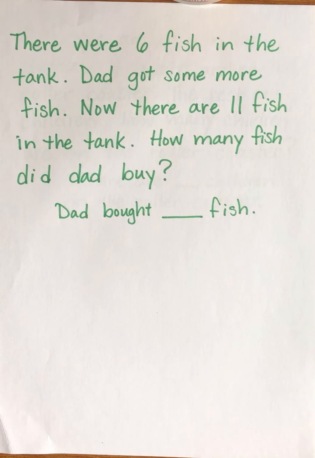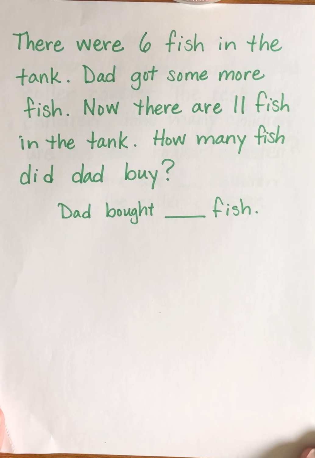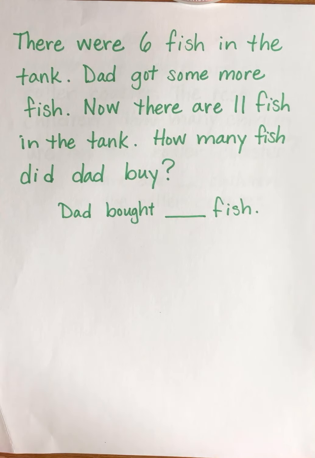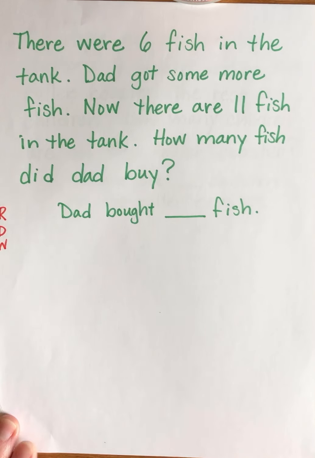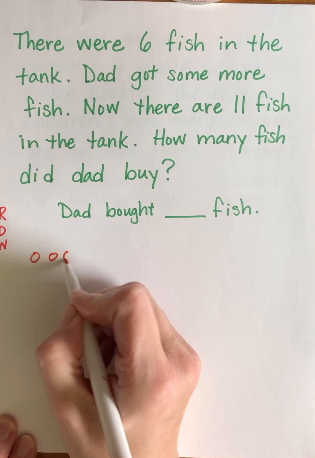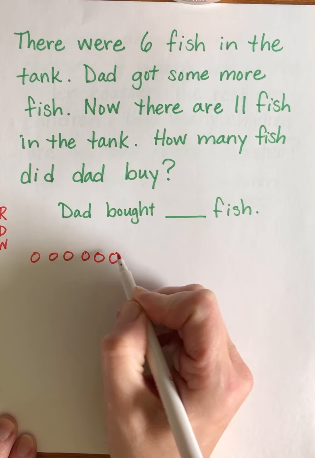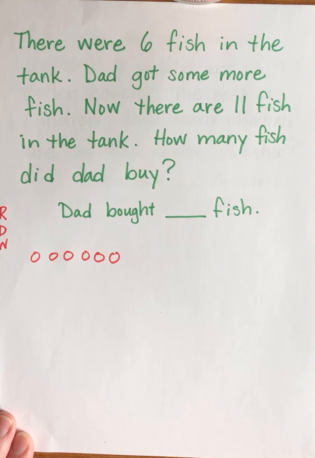Okay, so this word problem says, there were 6 fish in the tank. Dad got some more fish. Now there are 11 fish in the tank. How many fish did Dad buy? Okay, so remember, RDW. I read the problem. Now I'm going to draw a tape diagram and label it. So there were 6 fish in the tank. 1, 2, 3, 4, 5, 6. Okay, Dad got some more fish. Now there are 11 fish in the tank.